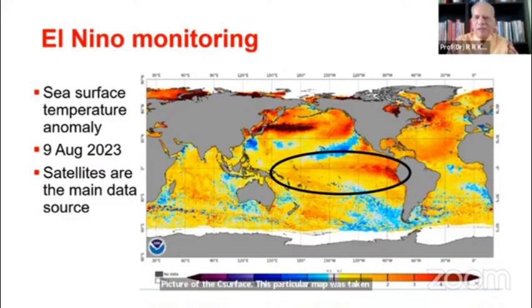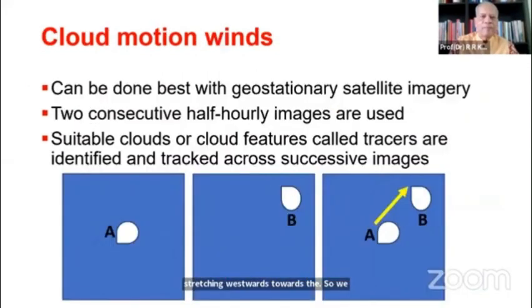And you can see within the black boundary, El Nino developing on the coast of South America and stretching westwards towards the Indian Ocean. So El Nino monitoring is basically done with satellite data.